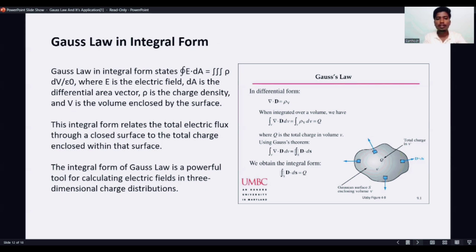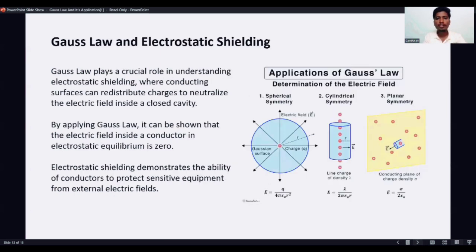Gauss law in integral form states that the integral of E dot dA is equal to the integral of rho dV by epsilon naught, where E is the electric field, dA is the differential area vector, rho is the charge density, and V is the volume enclosed by the surface. This integral form relates the total electric flux through a closed surface to the total charge enclosed within that surface. And finally, the integral form of Gauss law is a powerful tool for calculating electric fields in three-dimensional charge distributions.